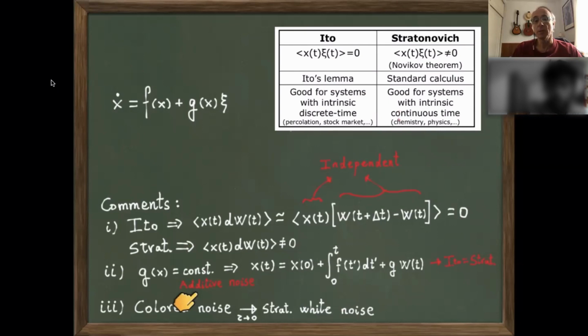So you can use either one or the other, depending on your purpose. And for instance, since this property is very nice, we can use Ito. Let me do this in an example.